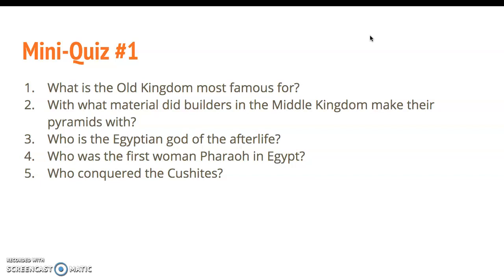And here you go, your mini quiz. This is one that's going to be graded either through our Google Classroom or physically. I haven't quite decided yet how we're going to do that, but I will let you know. So make sure you answer these questions right here, and I look forward to reading all about it.